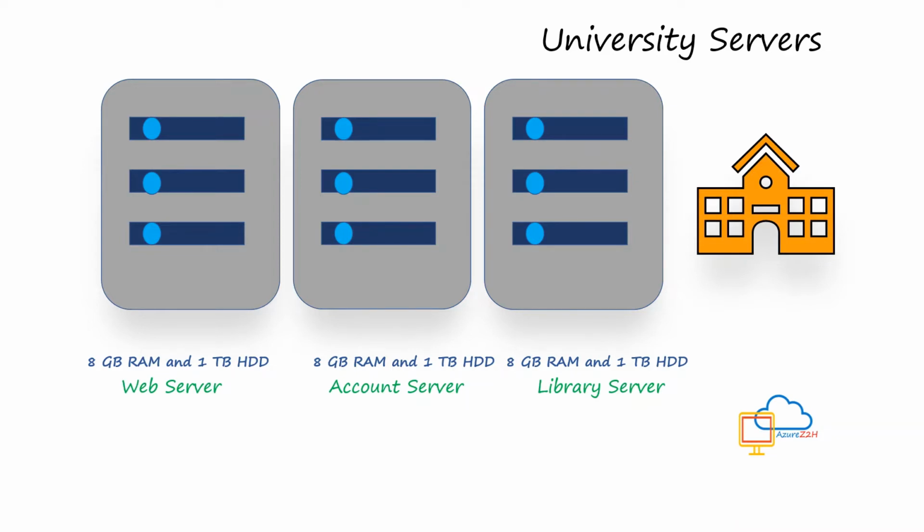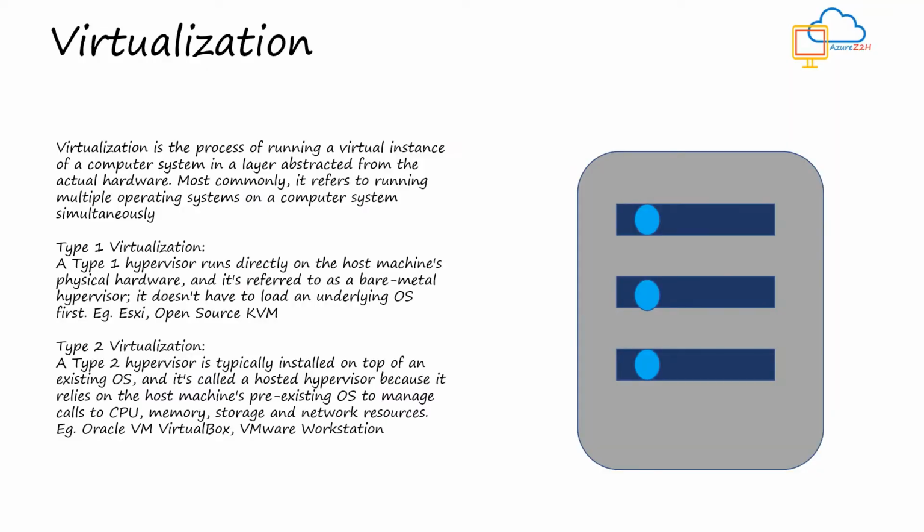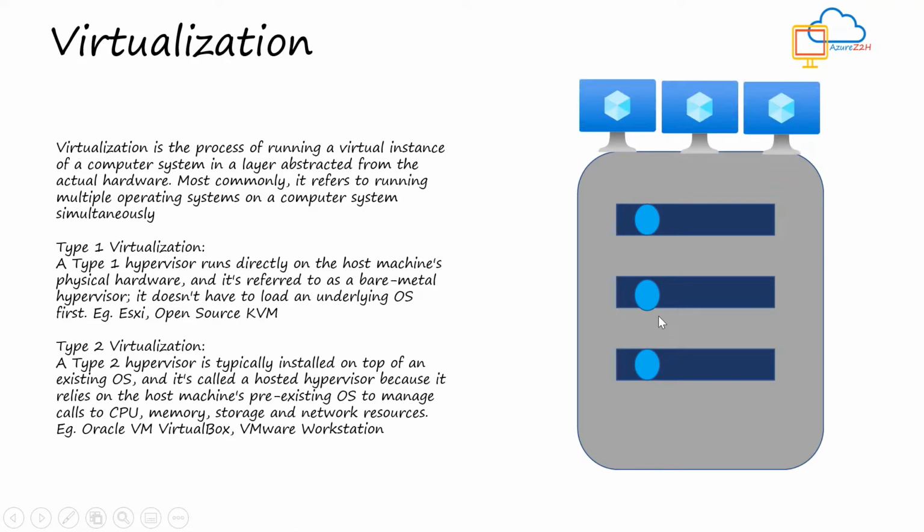So to make this resource utilization optimal, you can go for virtualization. In virtualization, you will have one box, which is the actual hardware box, or let's refer to this as a host. On top of the host, you will create three virtual machines like this. So one virtual machine can be my web server, another can be my account server, and the third can be my library server.